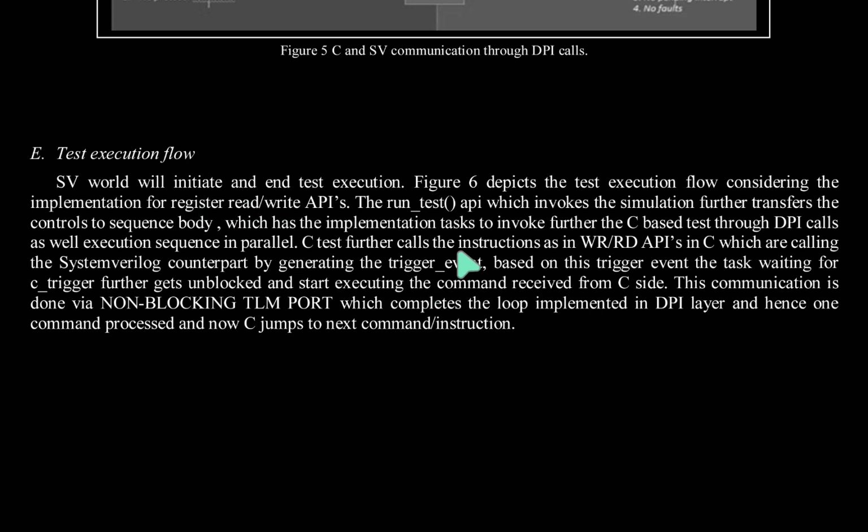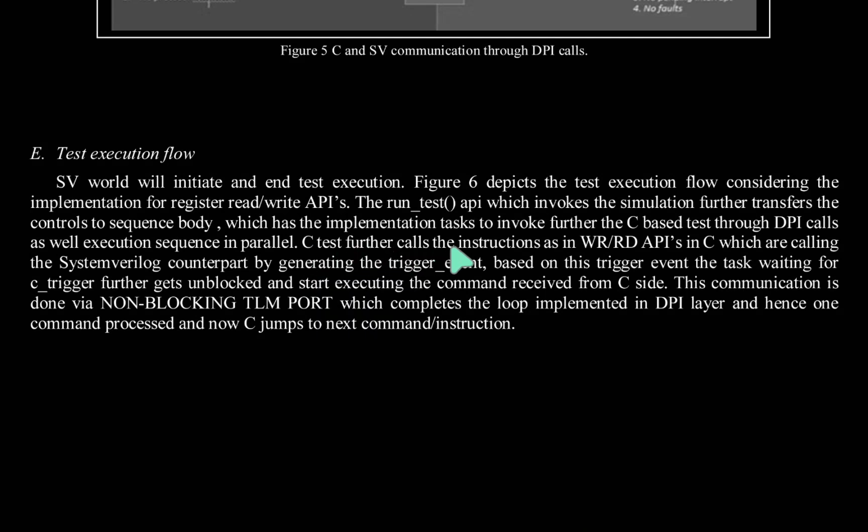Figure 6 depicts the test execution flow considering the implementation for register read-write APIs. The run_test API, which invoked the simulation further, transferred the control to the sequence body, which has the implementation tasks to invoke the C-based test through DPI calls as well as the execution sequence in parallel.